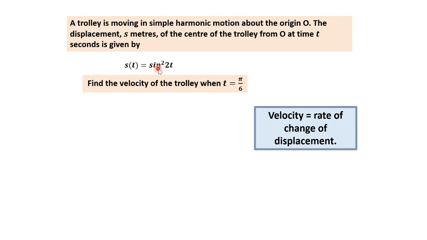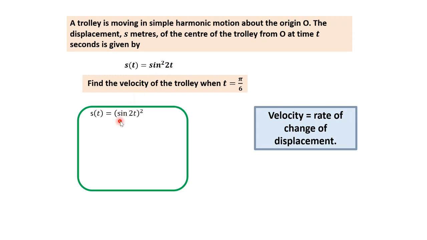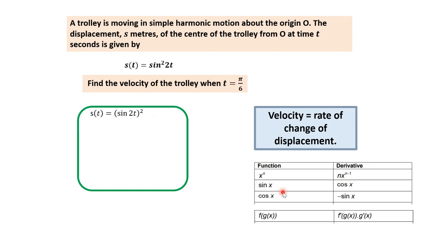Now, the minute I see a power, so do you see I've got sine squared? I'm going to rather write s of t as sine 2t to the power of 2. It just makes it easier for me to say, okay, right, I'm going to definitely use my chain rule now. Okay, so let's have a look at our table. The chain rule, remember, you're going to hop the power down, your bracket's going to remain intact, and then you're going to times by the derivative of the bracket. That's what that little formula means.